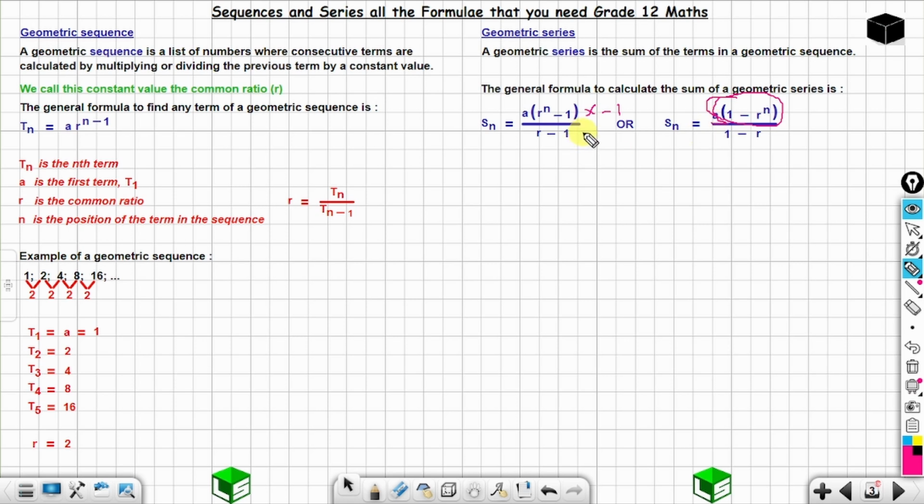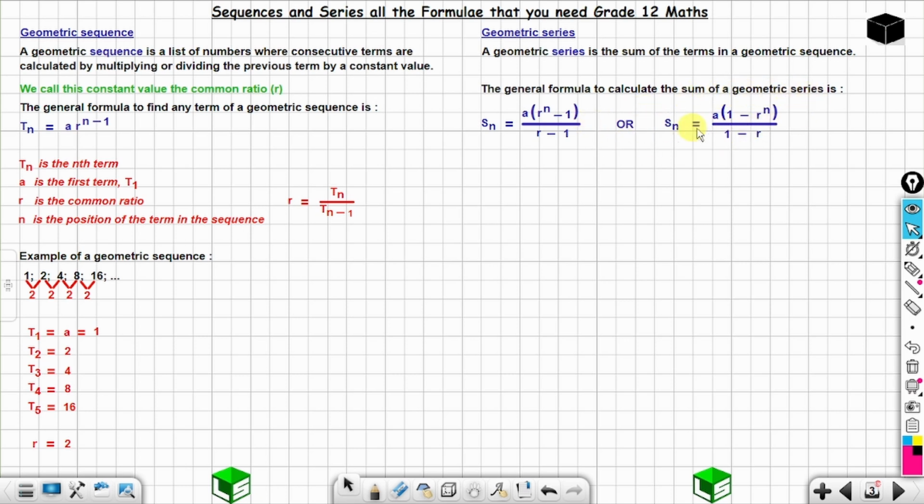If you multiply the denominator by -1, you are going to have this. So can you see, -1 over -1 is equal to 1. So you are multiplying everything by 1, and you're still going to have the same thing. You can use this formula or this formula to find the sum of a geometric series.